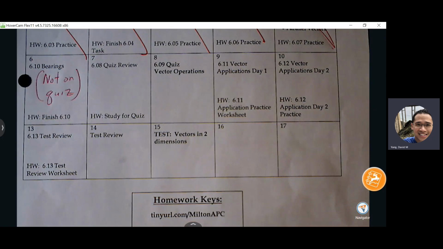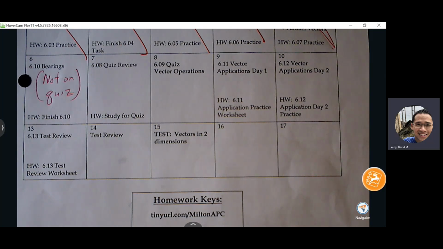Okay, guys, a little bit on the calendar here. We're doing things a little bit out of order. So we're going to cover 6.10 bearings, which is not going to be on the quiz on Wednesday. Okay, not on the quiz, but it will be a topic on the test. But I think we'll be able to get through it and start the quiz review.